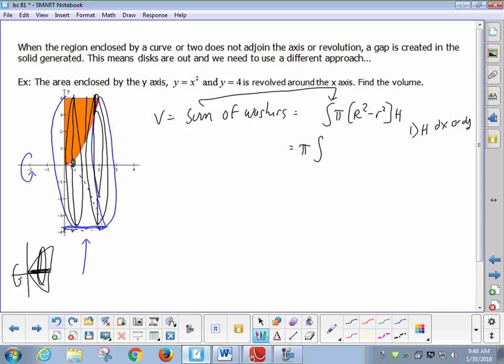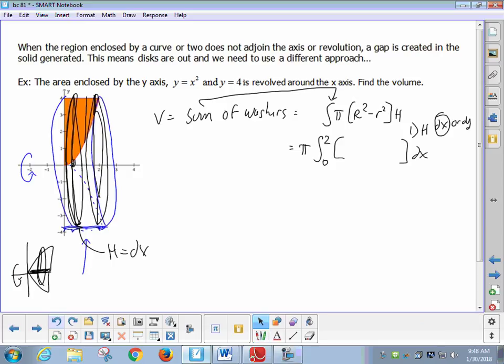Well, what is the height of each of these cylinders? It's dx. The height is a small change side to side. It's got to be dx. And so that means then that everything is in x terms. Start with the limits. The limits are in x terms. The limits of the region, what are they? 0 to 2. Okay.